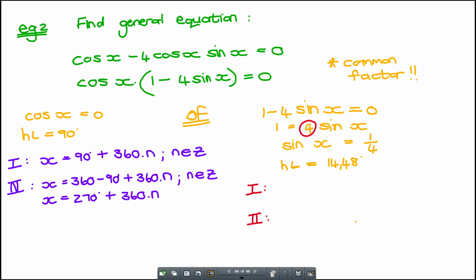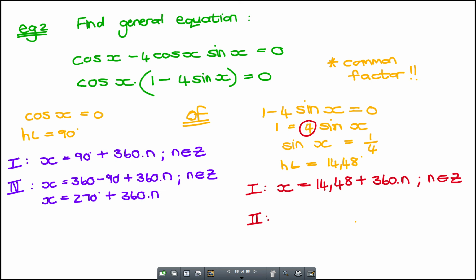Now I can get a help angle. And shift sin a quarter will give me 14,48 degrees. Okay, and here I see that sin is positive. And that happens in the first and in the second quadrant. So in the first quadrant, I would have x is equal to the help angle of 14,48 plus 360 times n. And again, n is an element of all the integers. And that's where this one stops.